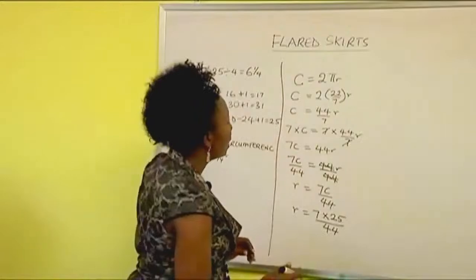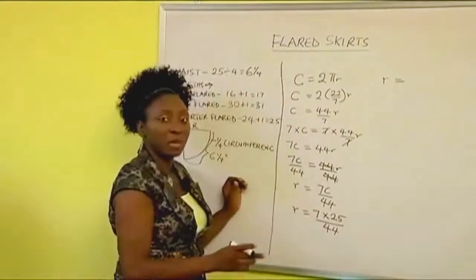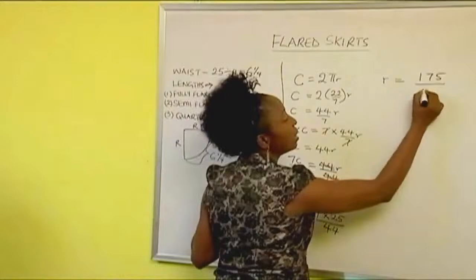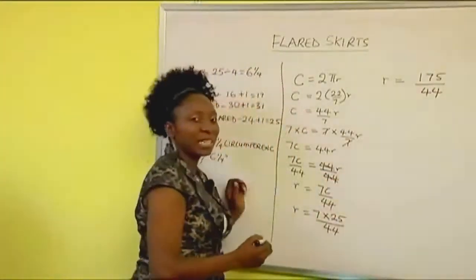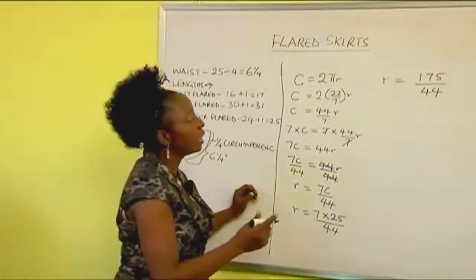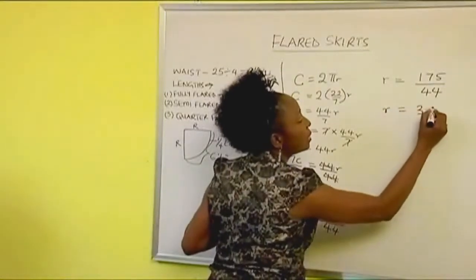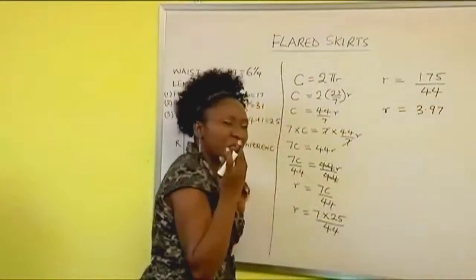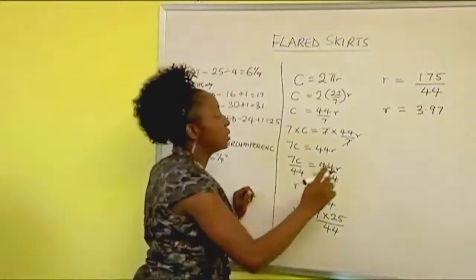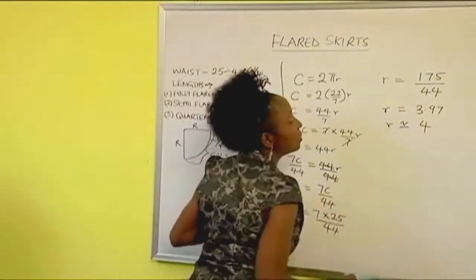Let's go back up here. That will be r equals, if we calculate 7 times 25, you get 175. You get 175 divided by 44. Now just take a minute and try and calculate that with your calculator or with your phone. And that will give us r equals 3.97. You can see it's very, very close to 4. So I'm going to just approximate it to 4 inches.